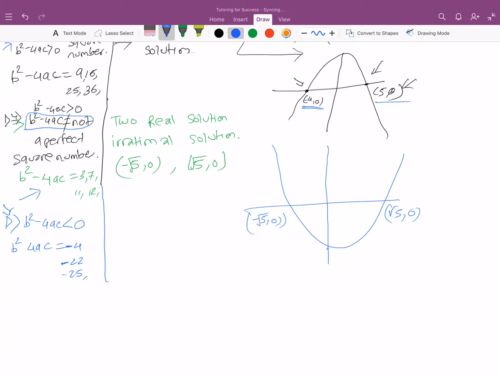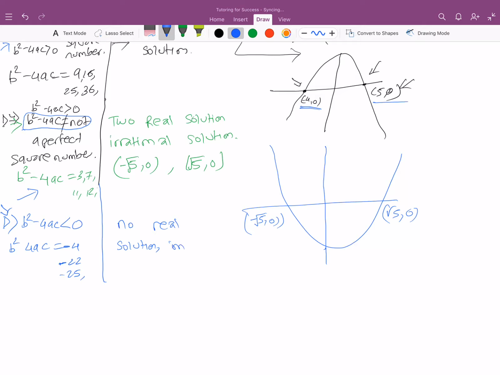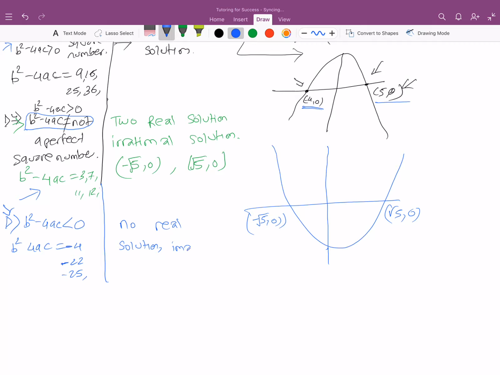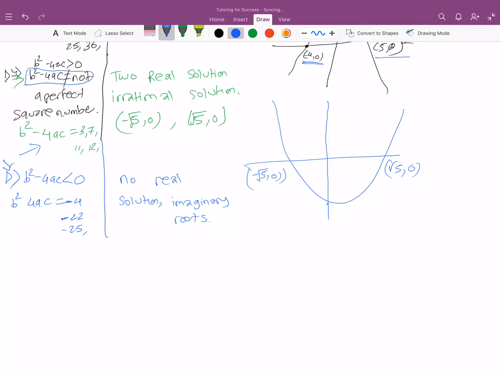And negative 25 is less than 0, so the rule says no real solution. In other words, imaginary numbers that cannot be seen in the graph directly, imaginary roots. Okay, I understand what imaginary roots are just by seeing what I wrote, right? But what does it look like when you want to see it in terms of graph? So let's do that. Let me draw two types of graph.